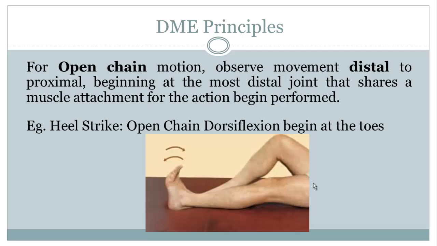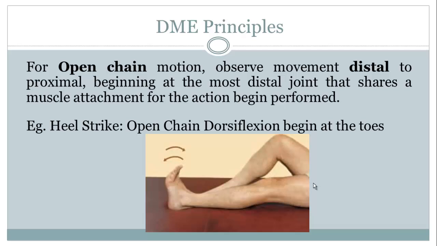Principles of diagnostic motion evaluation: when we're going to begin our evaluation, be it visual, tactile, or verbal, if the motion is an open chain motion, meaning that the distal segment, such as a hand or a foot, moves about a fixed proximal segment, such as a trunk or a pelvis, we are going to begin observing at the most distal joint that shares the muscle attachment for the action being performed. Most actions of the upper extremity occur in the open chain.